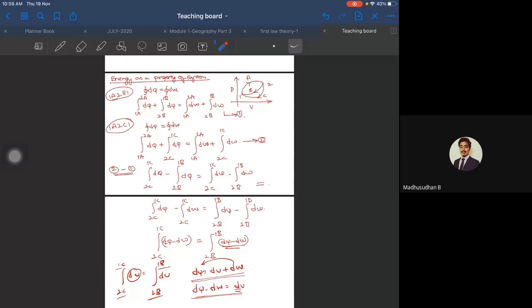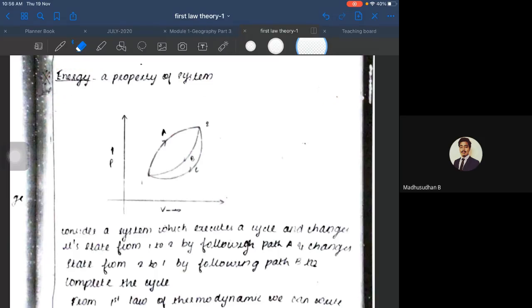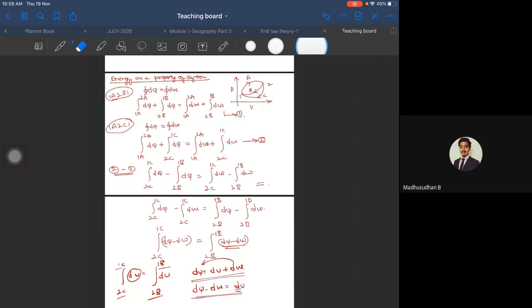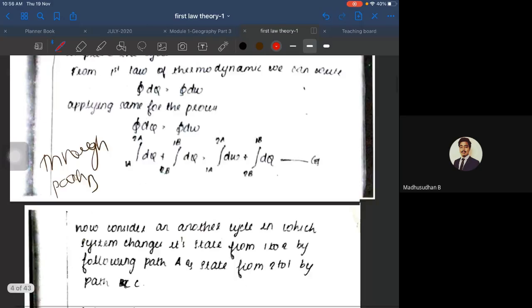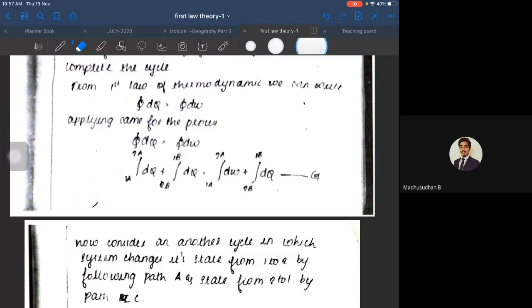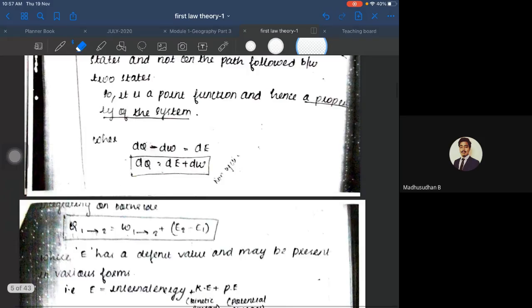Understood? Any doubts in this explanation of energy being a property of a system? Any doubts? No, sir. Okay, good. So make sure of this particular question, it is very important. It has been asked many, many times. So hopefully it will come in the internals.